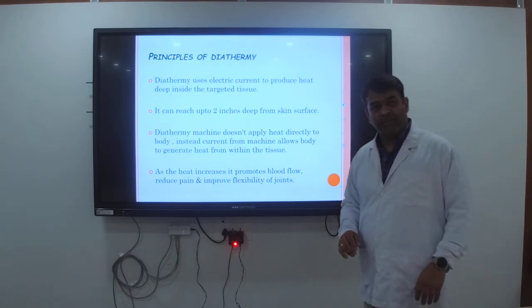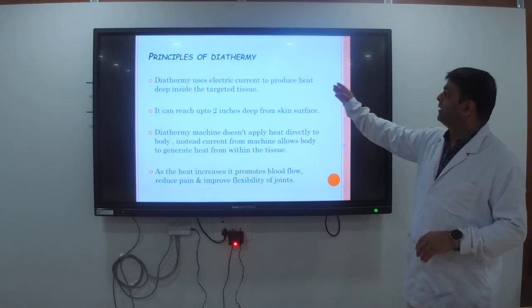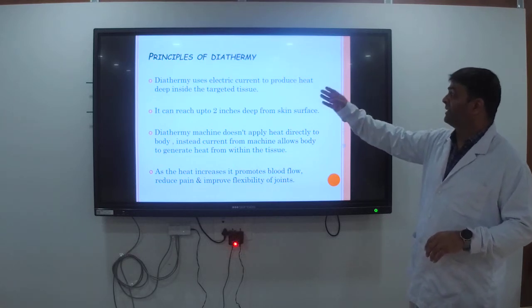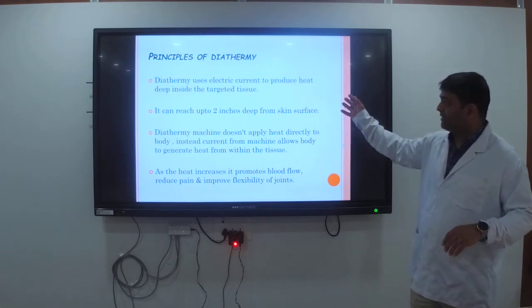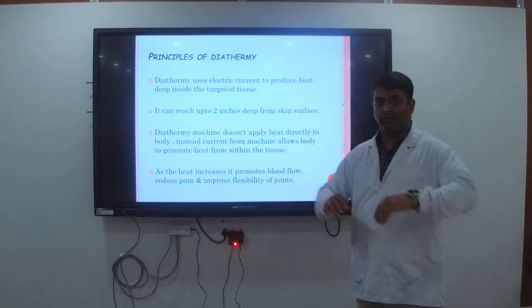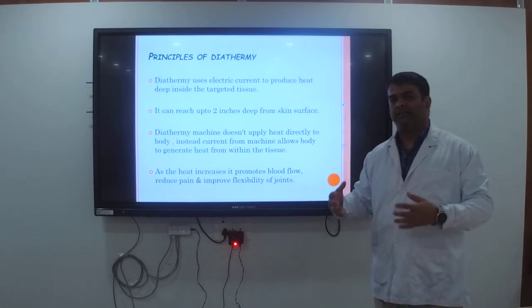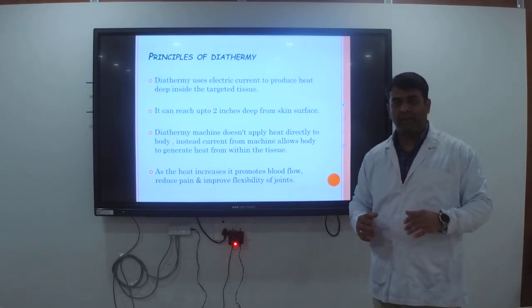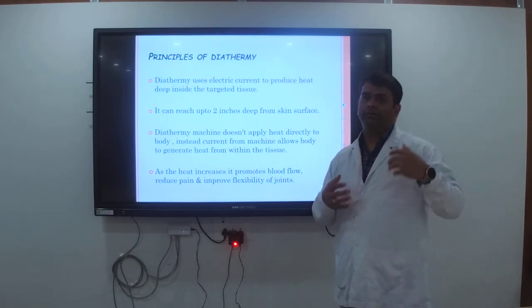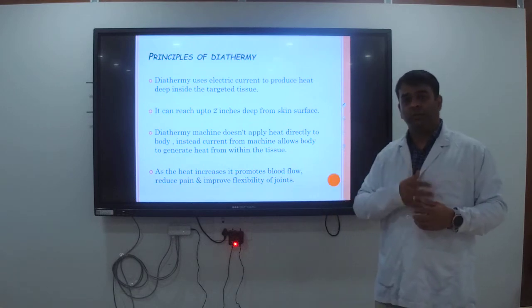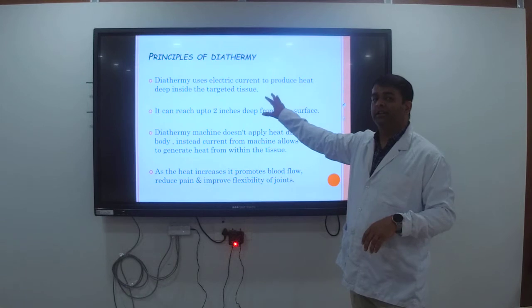So the principles of diathermy. Diathermy uses electrical current to produce heat deep inside the targeted tissue. Now what is the targeted tissue? If a patient has lower back pain, that is the targeted tissue. If a patient has knee pain, that is the targeted tissue. Or if a patient has a frozen shoulder, that is shoulder pain, so you can give it to the shoulder, that is the targeted tissue.